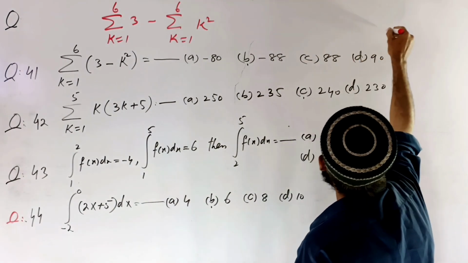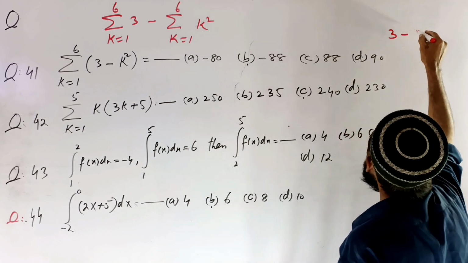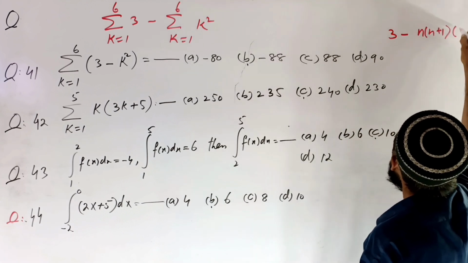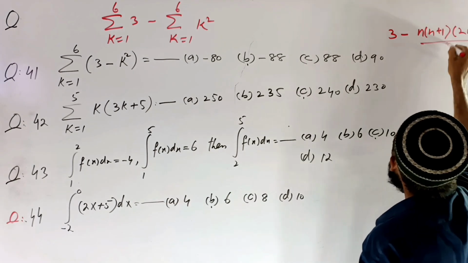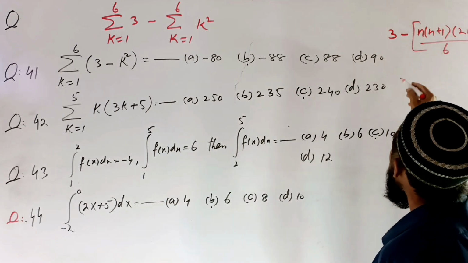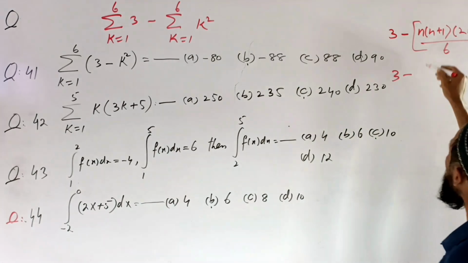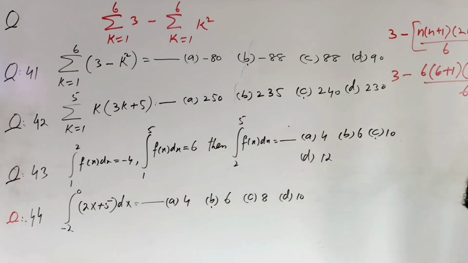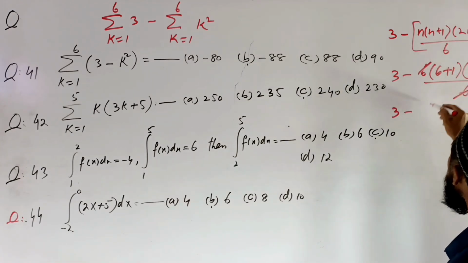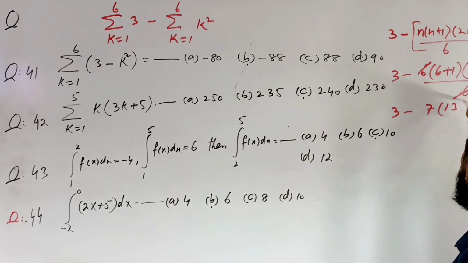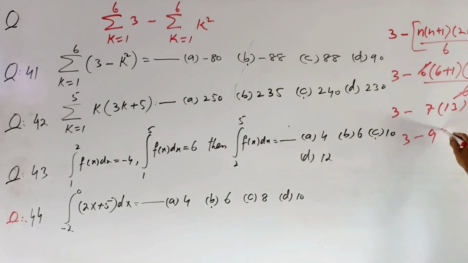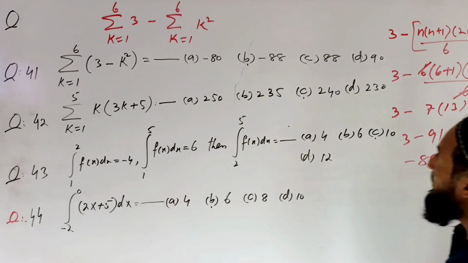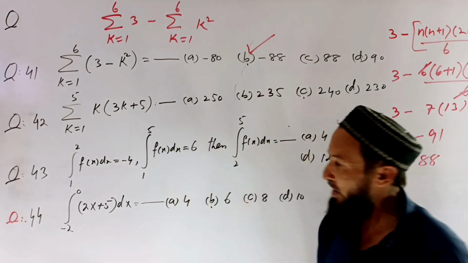So that result will be equal to 3 minus, we can use the formula n into n plus 1 into 2n plus 1 divided by 6. This is the formula for summation k². Here 3 minus, in the place of n we put 6 into 6 plus 1 into 2 into 6 plus 1 divided by 6. So here the 6s cancel each other. We get 3 minus 7 into 12, 13, so we get here 91 and we get minus 88. B is the correct option here.